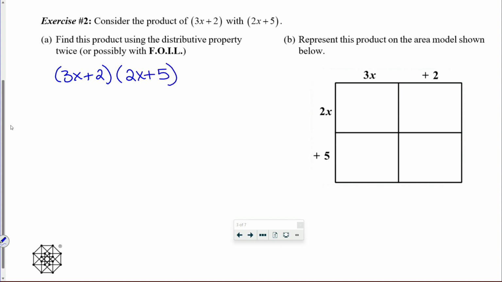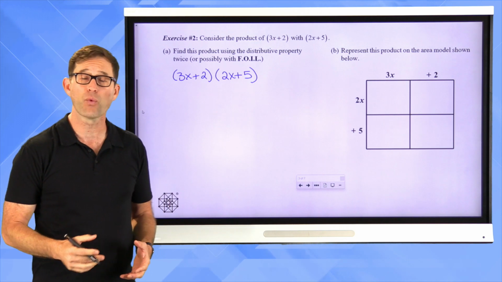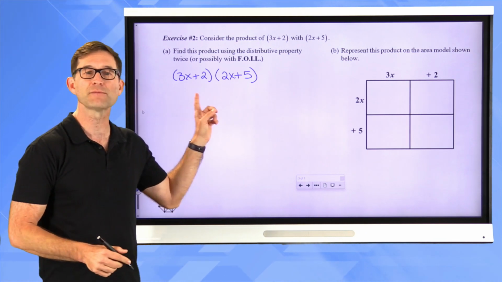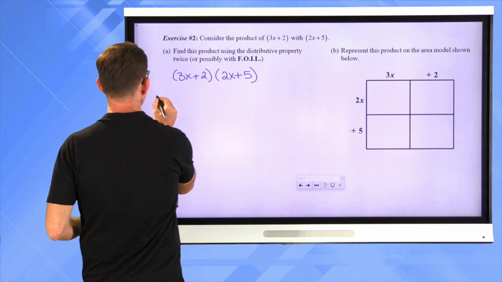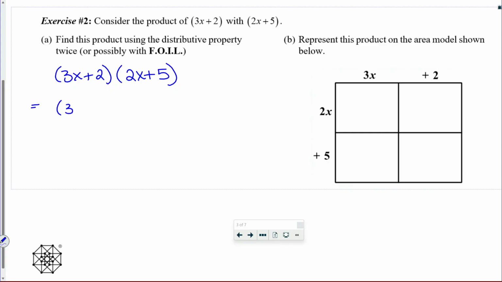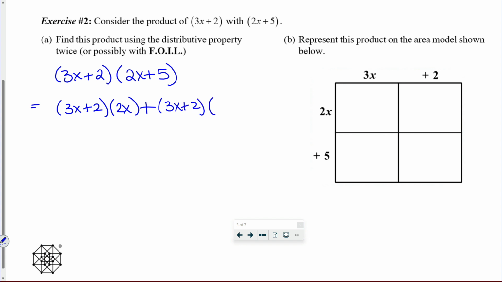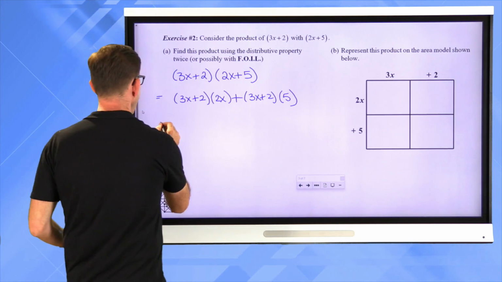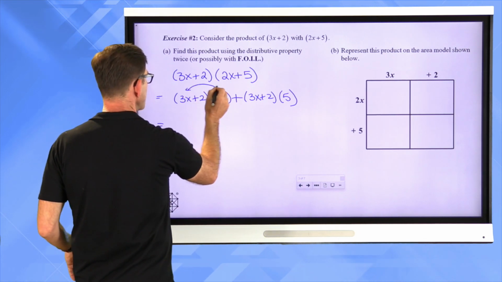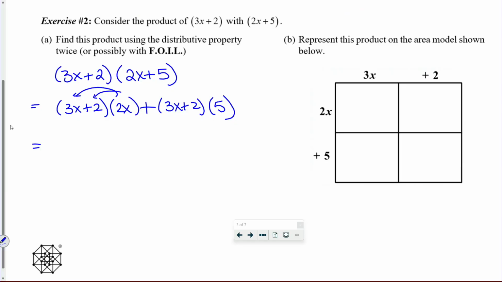Now, we can use what's known as the distributive property twice, and we can think of the 3x plus 2 as a single quantity. The idea being that this would be 3x plus 2 times 2x plus 3x plus 2 times 5. This is what's known as double distribution. This is the first distribution. And then the second distribution is, we're going to go in this direction.